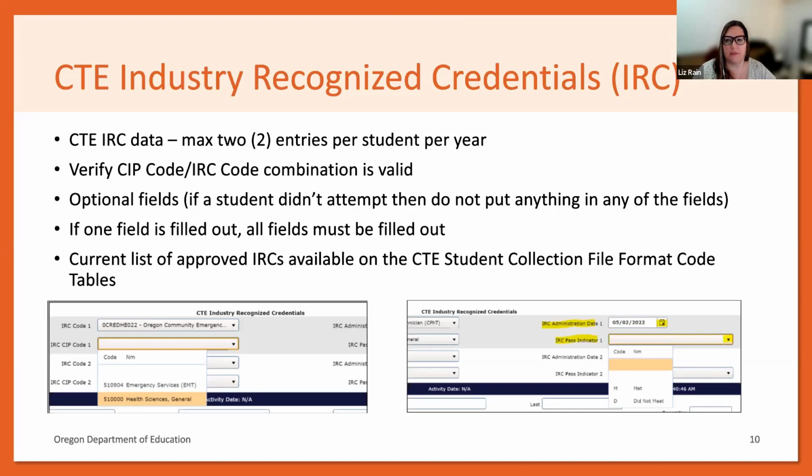If the student did not attempt an IRC, then you can just leave the fields blank. But once you fill out one of the fields, you have to make sure all of the rest of the fields are filled out. So if you did choose an IRC, make sure that the other fields are filled out. And then the current list of approved IRCs is available on the CTE collection file format code tables. And Carly, where is that again?